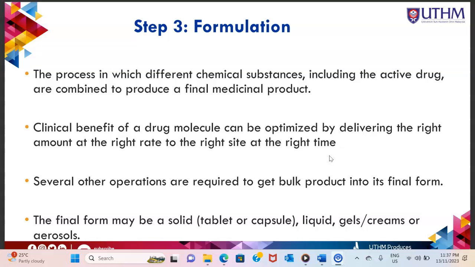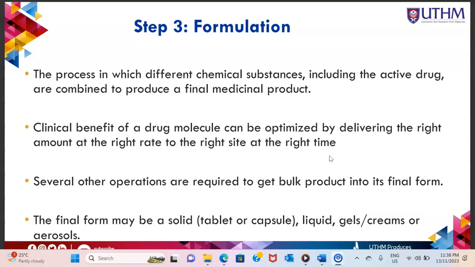Formulation is crucial because it transforms the drug substance obtained from the synthesis and purification into a dosage form that is safe, effective, and suitable for administration. And it influences the drug's bioavailability, stability, and the overall therapeutic efficacy. So the formulation will ensure that the drug is delivered in a way that optimizes its performance and minimizes adverse effects. So we ask ourselves, what is the formulation?